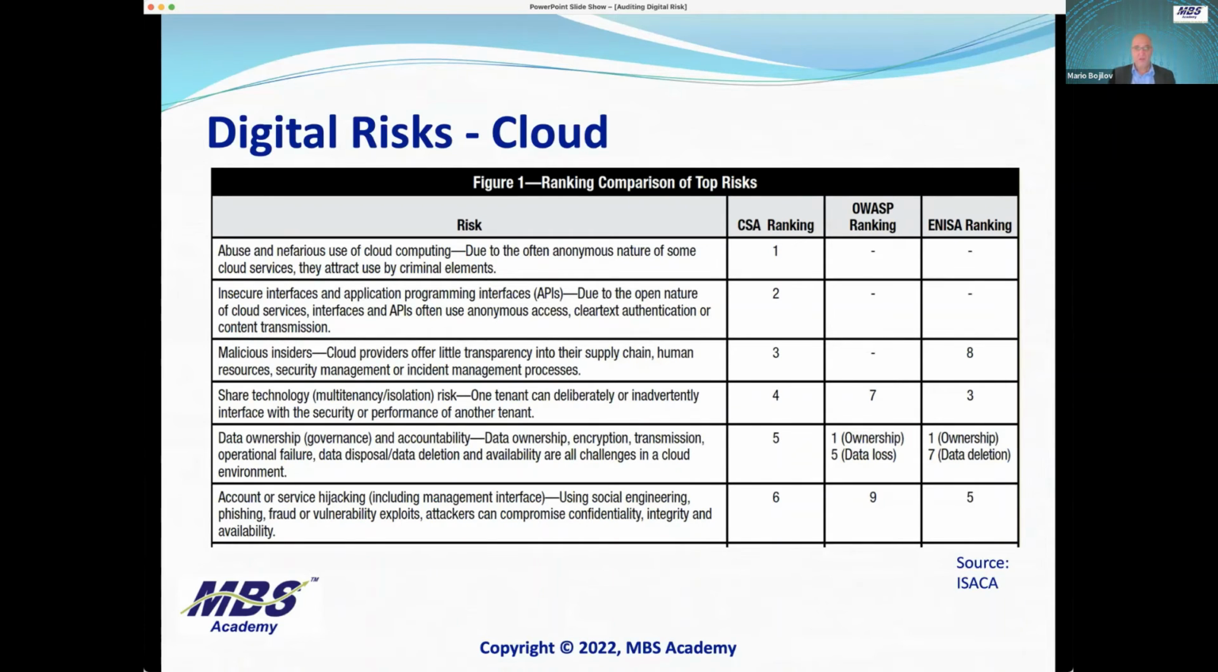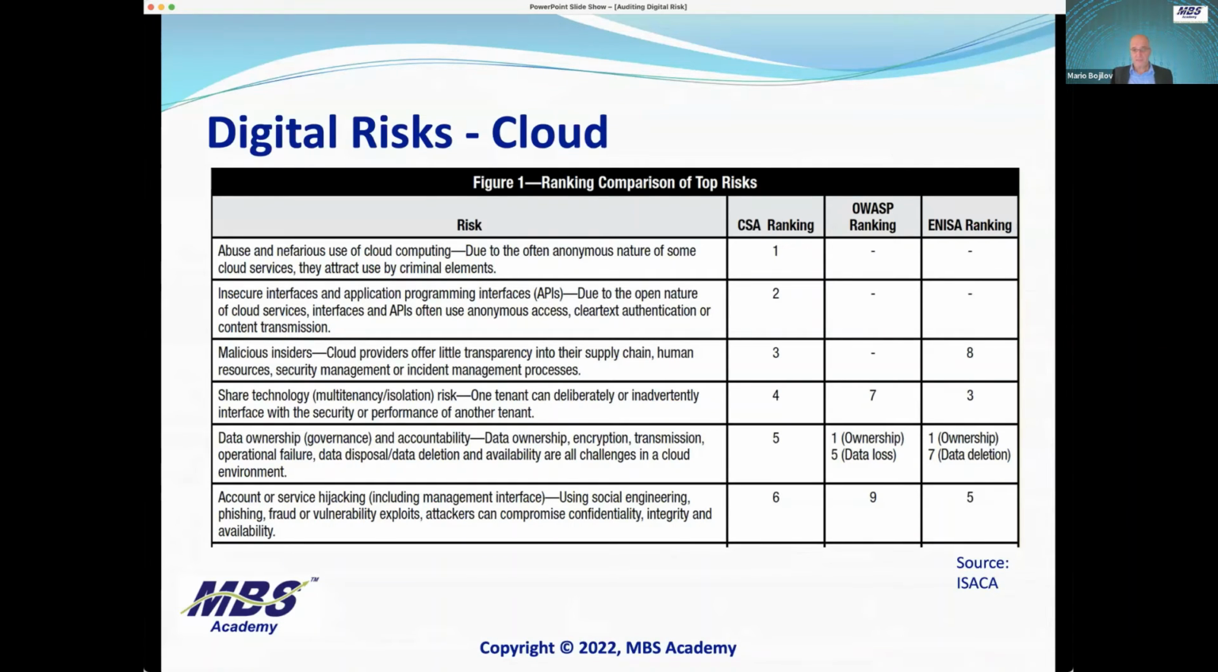Another one, insecure interfaces and application programming interfaces. The data that travels between your premises and the provider, whoever they are, what is the mechanism, how secure are the interfaces, what APIs are being used. Again, these are questions that need to be asked.